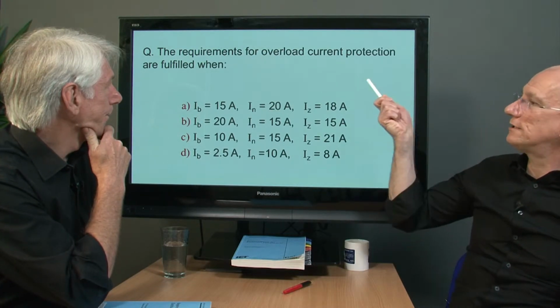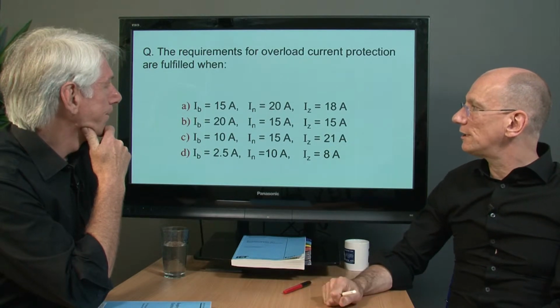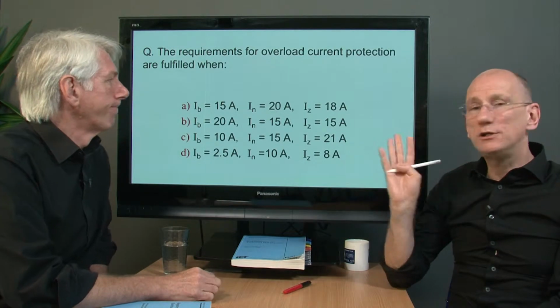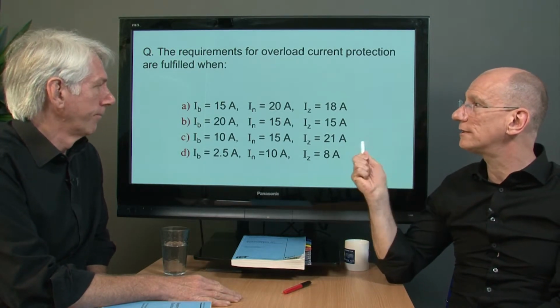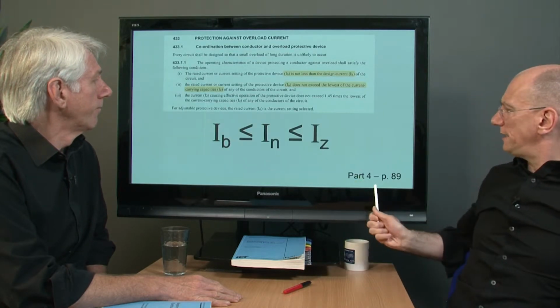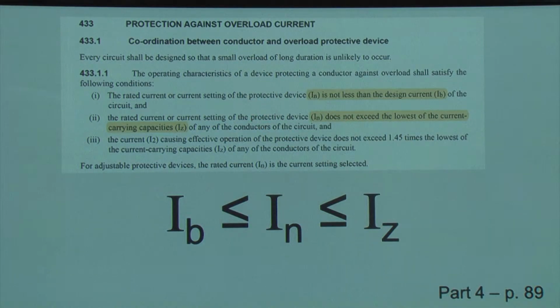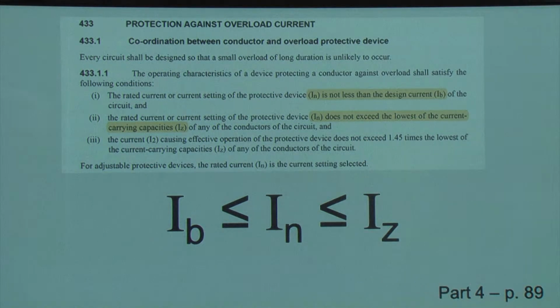Okay, we need to know what the actual requirements are for overload protection. So there is actually no calculation to do here. This is just something you know. So it's basically a process of elimination to get the right answer. And I'll take you to page 89 in part 4 of your regs. And the requirements for protection against overload are detailed here, but not in the formula that we know, which is this one. So these words have just been replicated in this arrangement here.